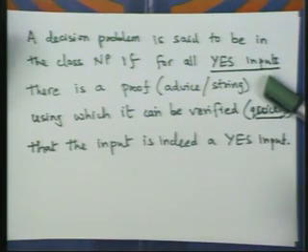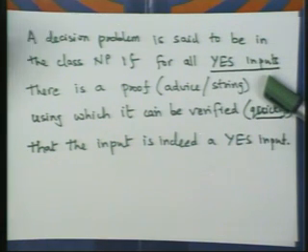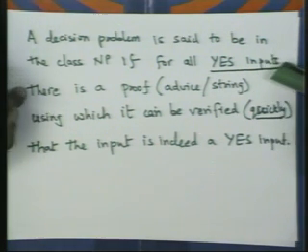See, this problem is a decision problem. Since it's a decision problem, for each input the answer is either yes or no, right? So yes inputs are those inputs for which the answer is yes. We look at only those inputs for which the answer is yes. I do not worry about what happens to the no inputs. For the yes inputs there is a proof, which is the proof that the prover gives the verifier.